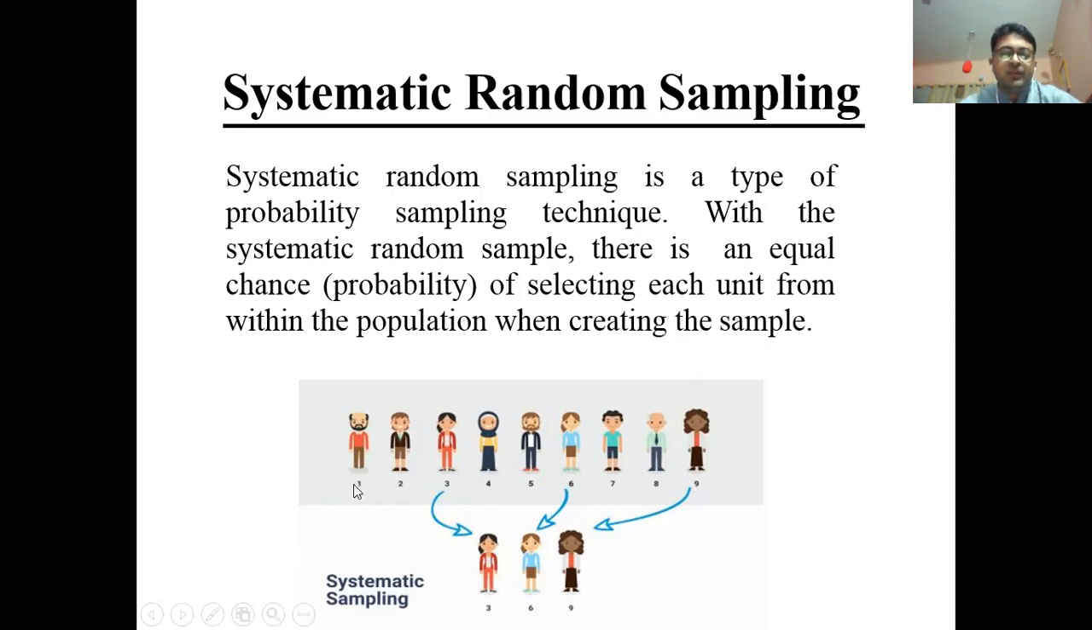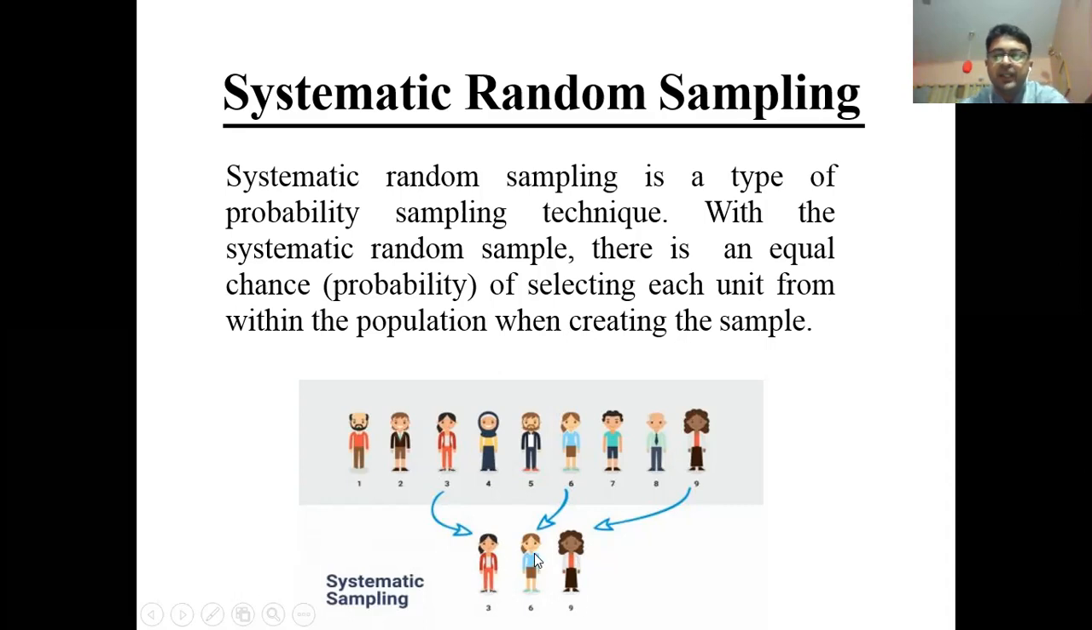Here we have 1, 2, 3, 4, 5, 6, 7, 8, 9. Now, first we will choose 3. This red one is 3. And to make it systematic, after an interval of 3, 4, 5, 6, we'll choose 6. And then after the interval of again 3, 6, 7, 8, we'll choose 9. This is how we will choose our systematic sampling.